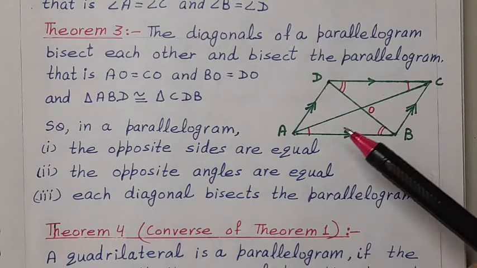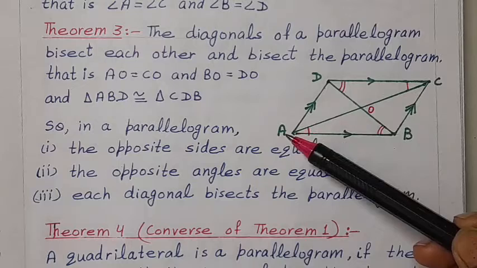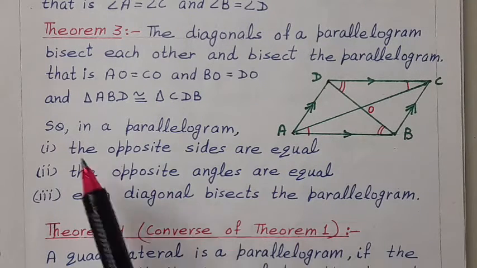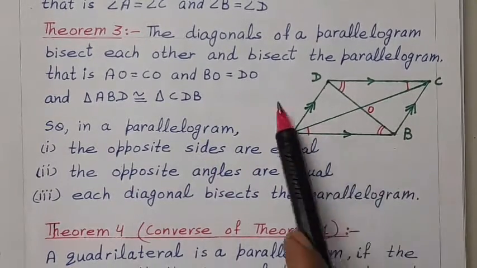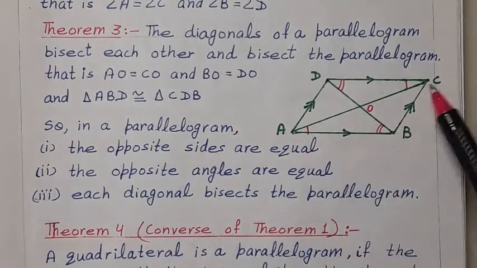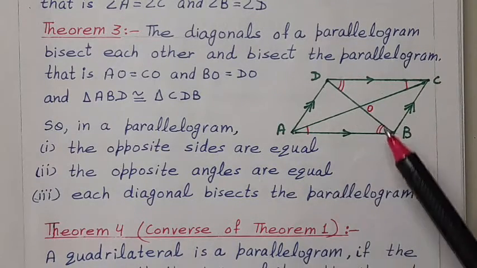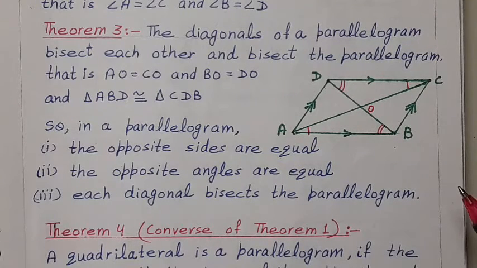Similarly, triangle ABC will be congruent to triangle ADC. So, in a parallelogram, the opposite sides are equal. Opposite angles are also equal, and the diagonals bisect the parallelogram into equal parts. I hope it is clear to everyone now.